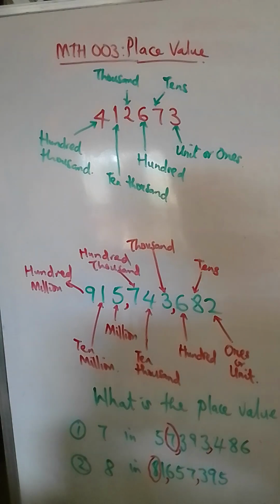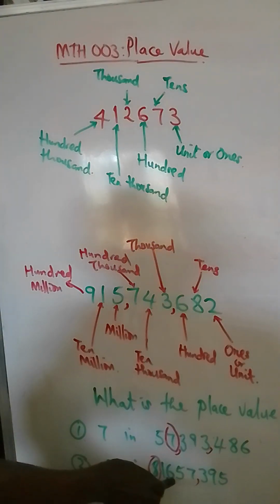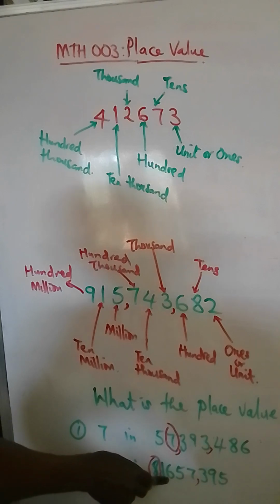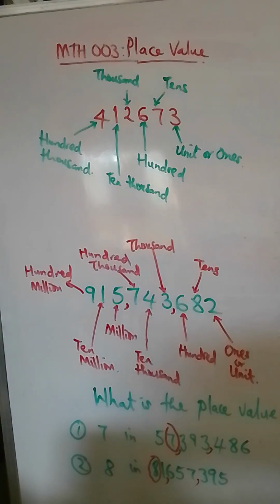The second example, what's the place value of 8 in that number? Count it. 1, 2, 3, 4, 5, 6. This is 1,000. The seventh one is million. And the next one after that is 10 million. So just write the answer for me. I'll be happy to see the correct answer.